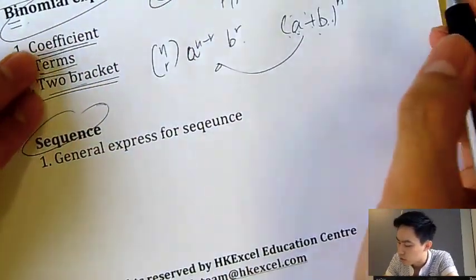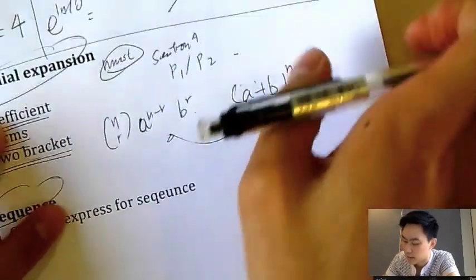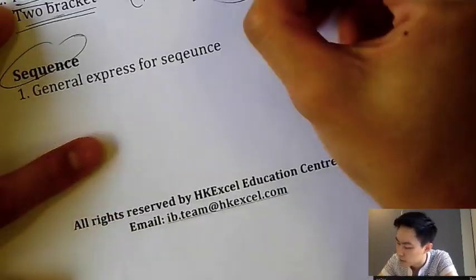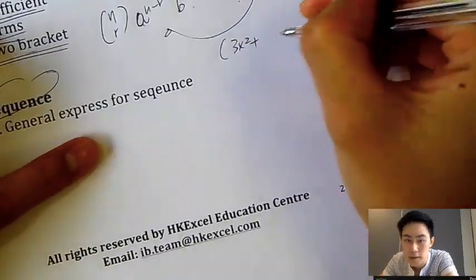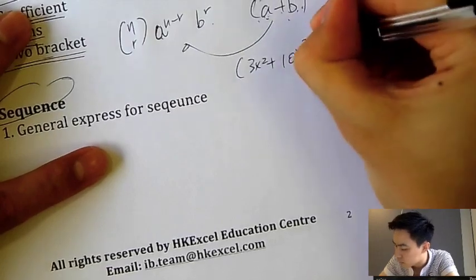And usually the question will ask you, for example, to find a coefficient of something. Let's say you're given (3x^2 + 10) to the power of 2.